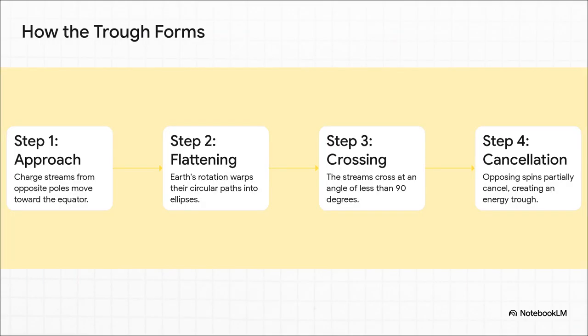Let's just walk through that real quick. Two charged streams are heading toward each other from opposite poles. As they move, the Earth's rotation squishes their paths from perfect circles into ellipses. Now that's the key part, because it makes them cross at an angle less than 90 degrees. And it's at that shallow angle that the magic happens. The opposing spins cancel out, and you get your energy trough.